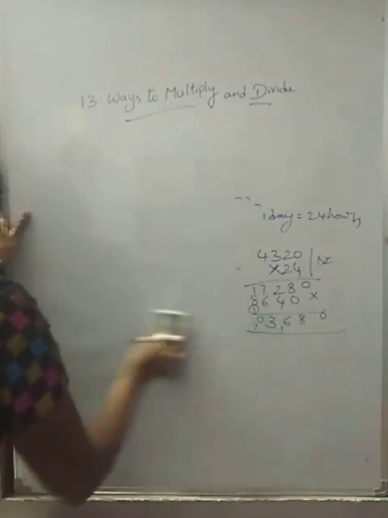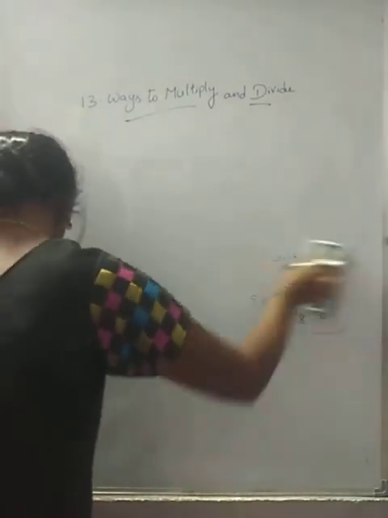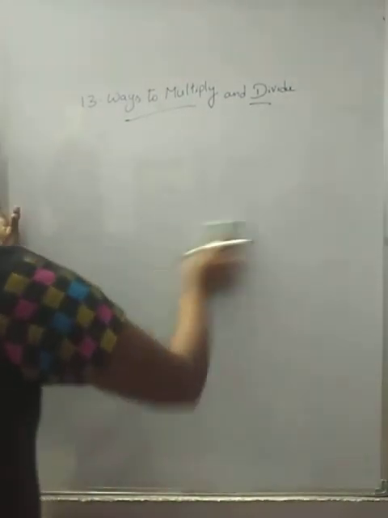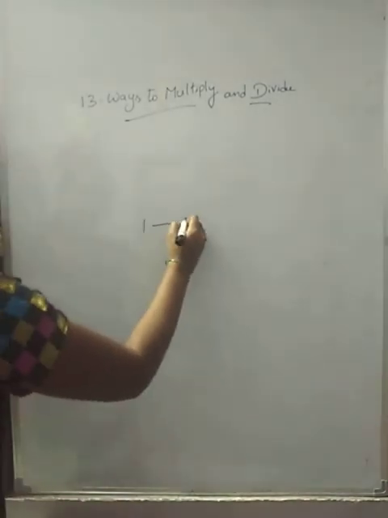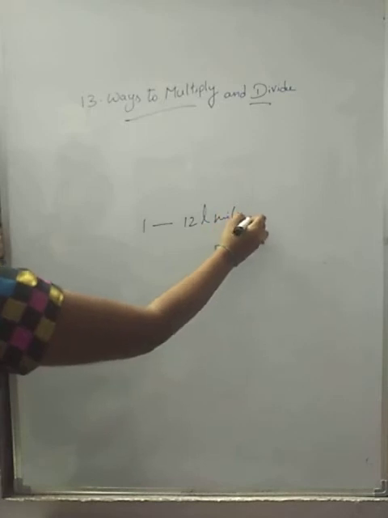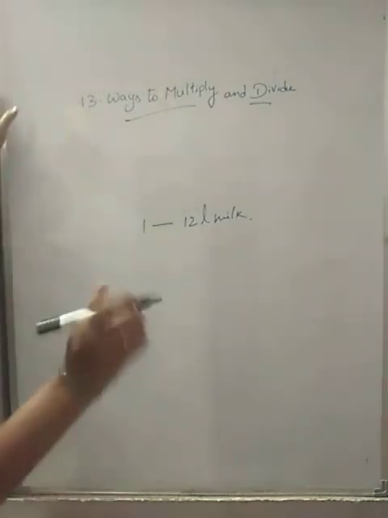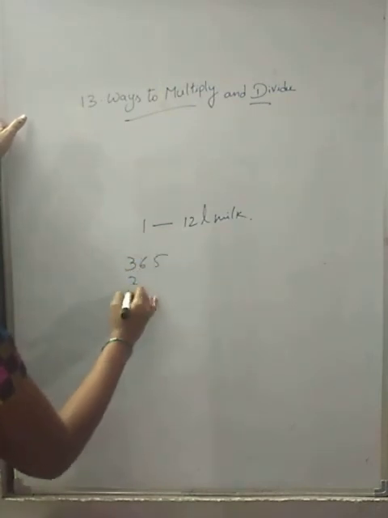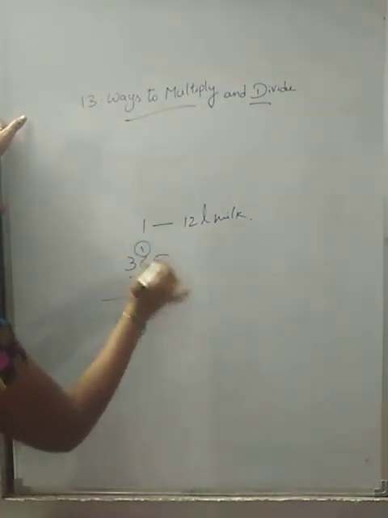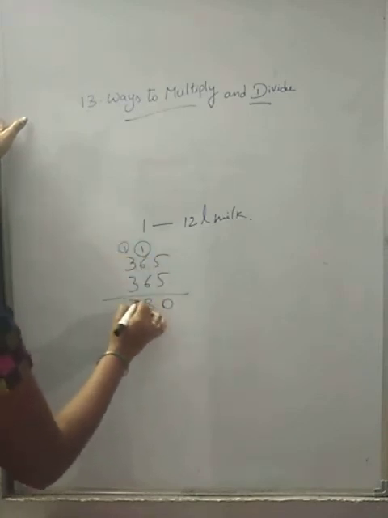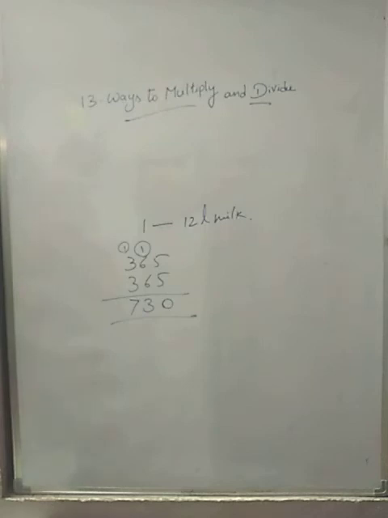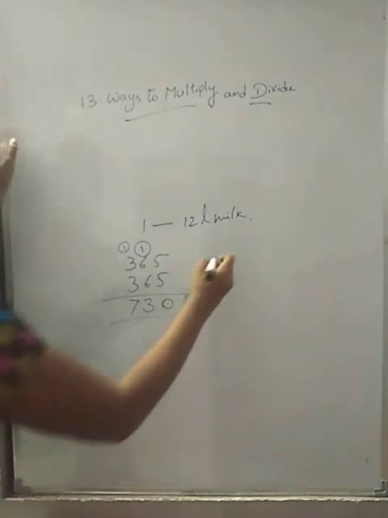Next question. A baby elephant drinks around 12 liters of milk every day. For one day, the baby elephant drinks 12 liters of milk. How much milk will it drink in 2 years? For 1 year, 365 days. For 2 years, 365 plus 365 is 730 days. For 1 day, 12 liters. They are asking for 2 years, which means 730 days.